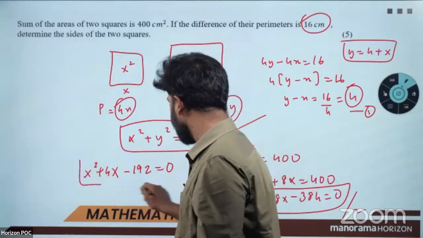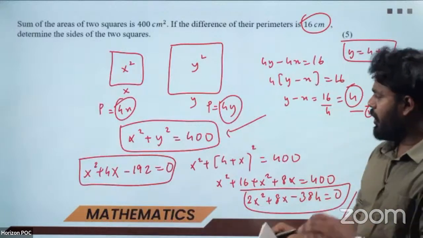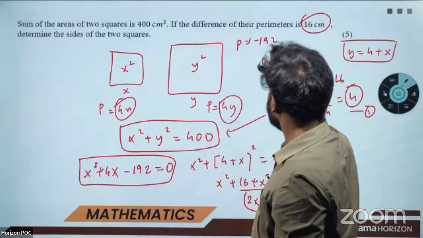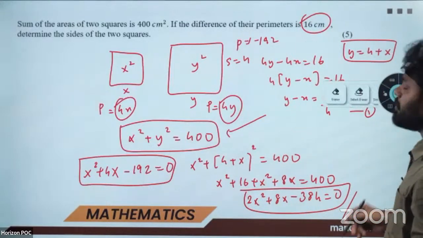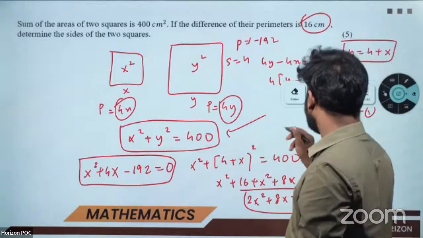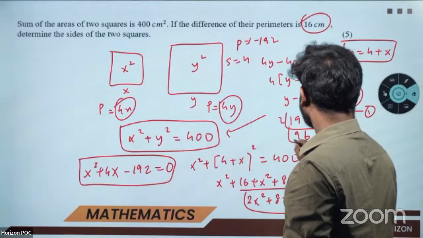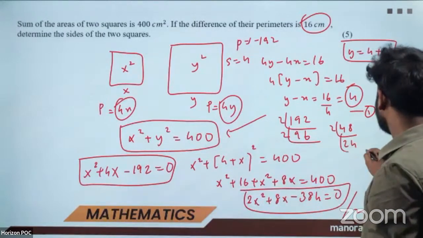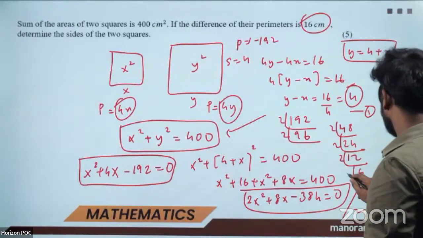So this is the quadratic equation I get. Now I need to solve this quadratic equation. The product is minus 192 and the sum is 4. So what are the numbers when the product is minus 192 and the sum is 4? Minus 192 means just prime factorize it: you get 96, 48, 24, 2, 12, 2, 6, 2, 3.